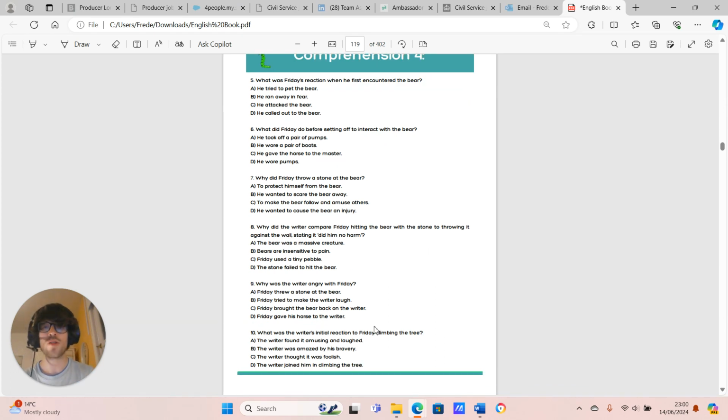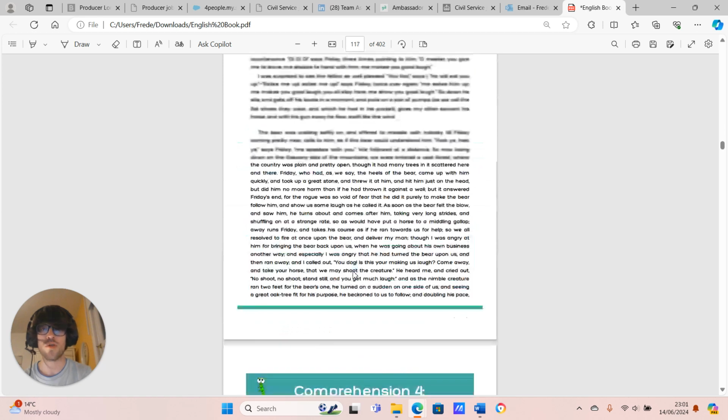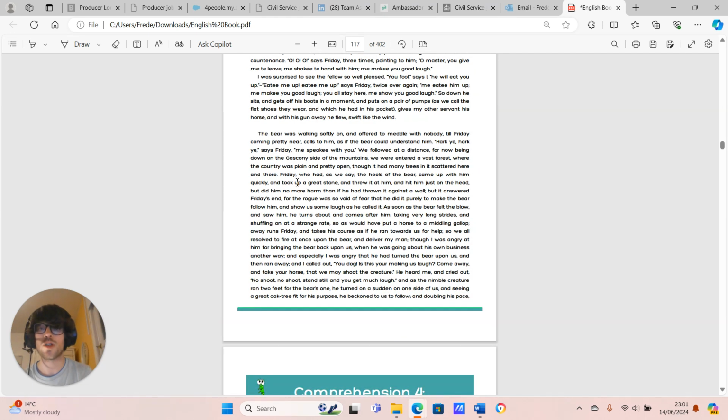Number 8. Why did the writer compare Friday hitting the bear with the stone to throwing it against the wall, stating it did him no harm? Well, what do we know about the bear? Think about the bear. Bears are insensitive to pain. Well, that's not true. Bears definitely feel pain. All animals feel pain. Friday used a tiny pebble. No. It wasn't a tiny pebble. He took up a great stone. That's not a pebble.